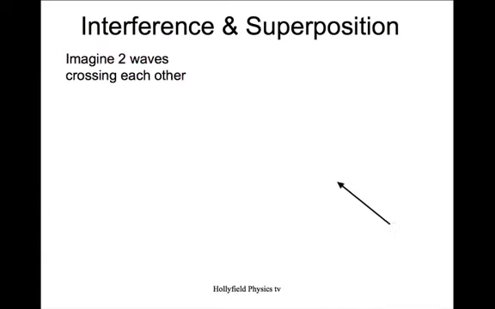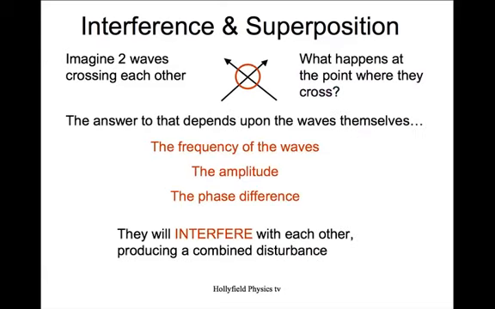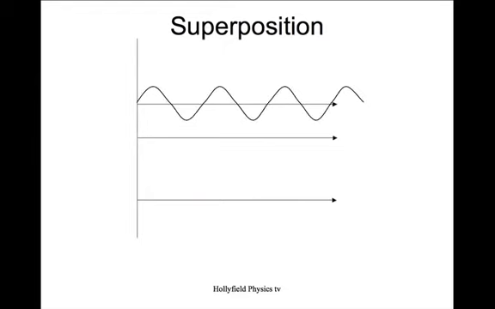Now let's look at two waves that pass through each other. What we're going to try and figure out is exactly what happens at the point where the two waves are passing through. Well, the answer to that is determined purely by the waves themselves. Firstly, the frequency of the waves, secondly, the amplitude of the waves, and then thirdly, the phase difference of the waves at the point where they're meeting. But whatever happens, they will certainly interfere with each other. In other words, they will produce a combined disturbance. So how do we figure out what that combined disturbance is? Well, all we do is add the waves up.